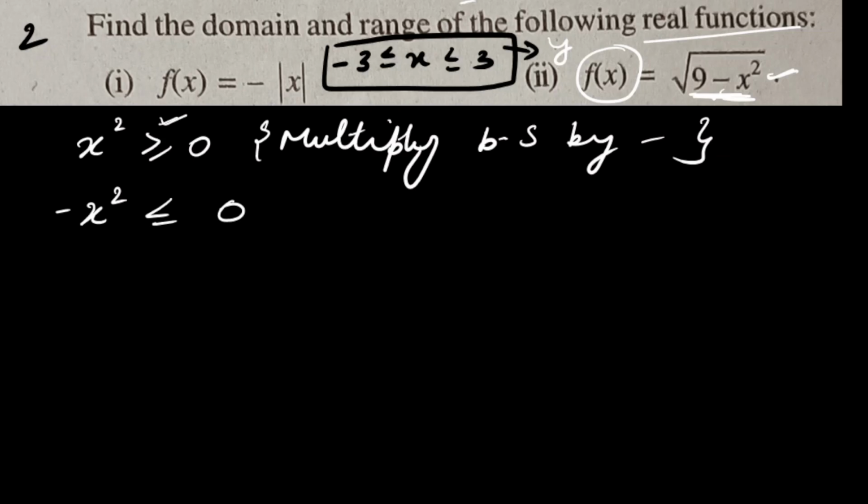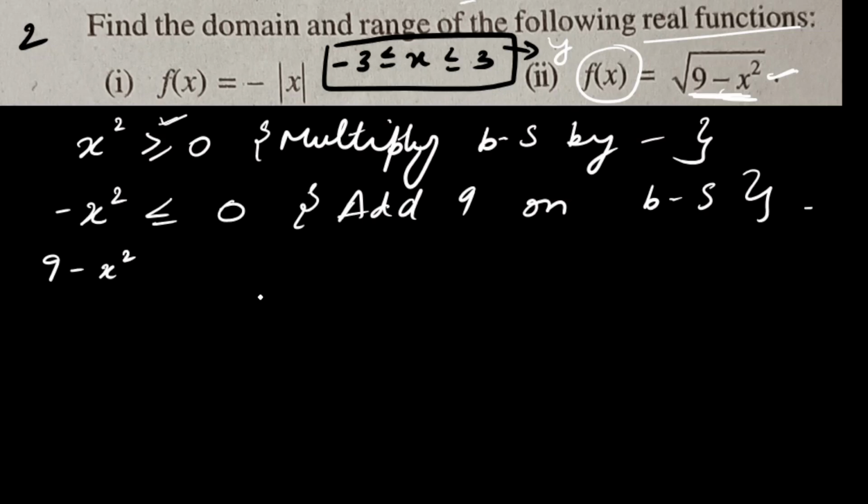Now I need 9 here. Whatever we need, accordingly we will multiply, add or subtract. I needed minus, so that's why I multiplied both sides by negative. Now I need 9, so I will add 9 on both sides. This will become 9 minus x square. Minus x square plus 9 means I can write 9 minus x square also. So this side is 9 minus x square less than or equal to, here I get 0 plus 9, which is 9. Now 9 minus x square is less than or equal to 9.